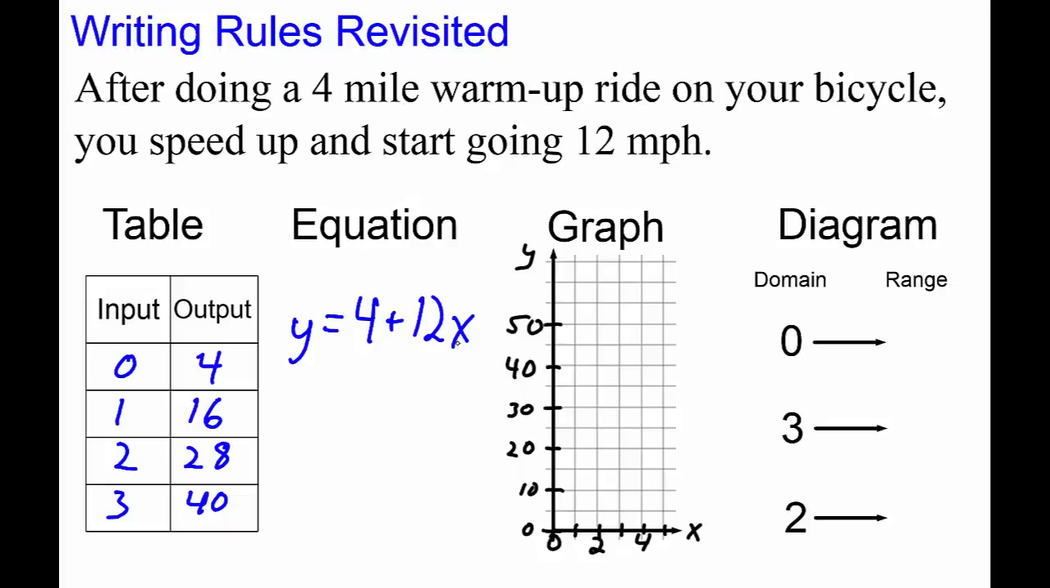After 0 hours, we've already gone 4 miles. After 1 hour, we've gone 16 miles. After 2 hours, we've gone 28 miles. And after 3 hours, we've gone 40 miles. It makes sense here to connect the dots, because we're constantly riding our bike.